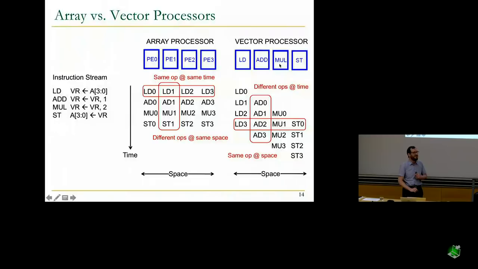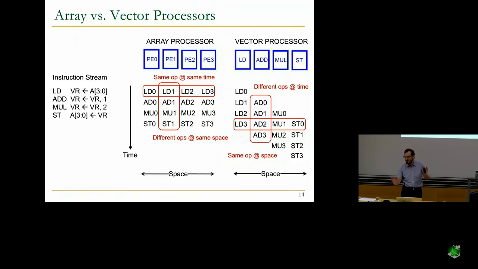Later, we will merge these two, and that'll become a GPU. A GPU is able to do both array processing, the same operation on different elements at the same time, and also over different cycles as well. Make sense? So hopefully the concept is clear. It's actually beautiful, very simple concept.